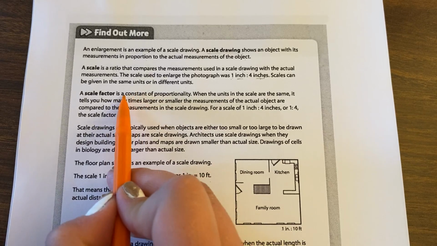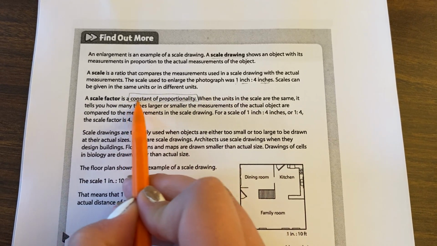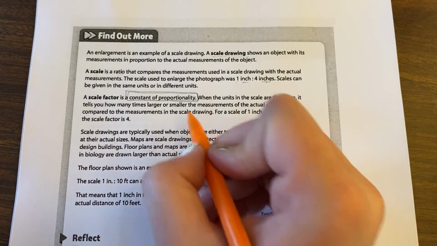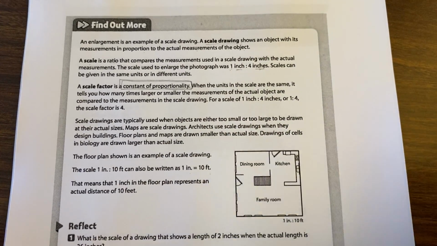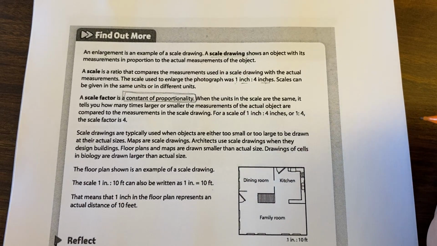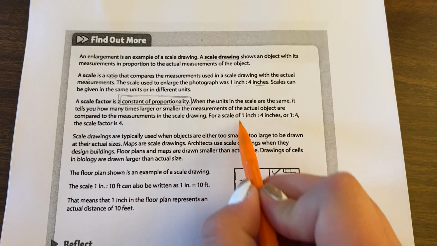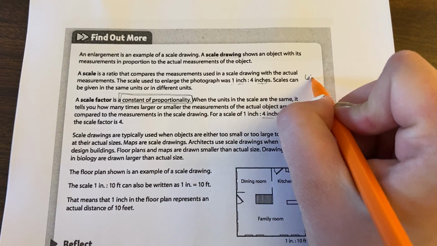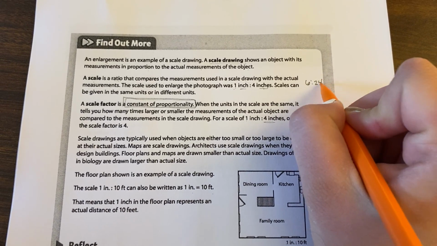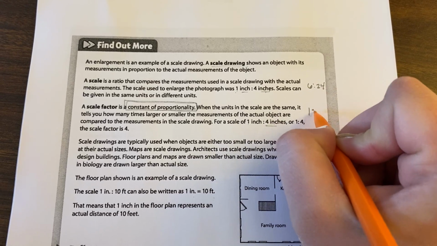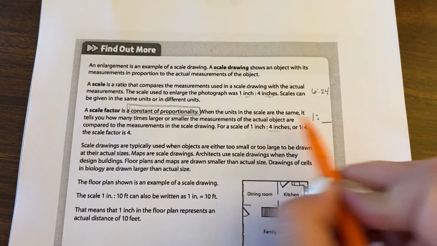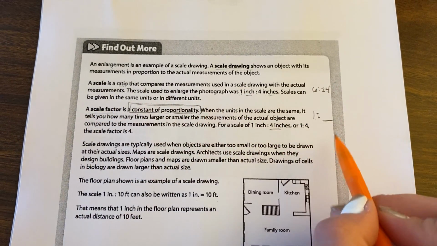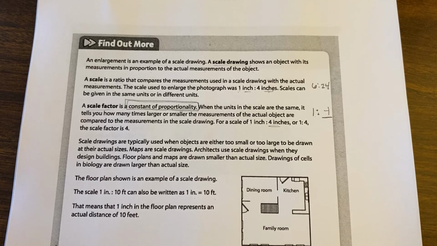A scale factor is a constant of proportionality. All that means is, first of all, we have a proportional relationship, which is why we can use a proportion or a hashtag. And the scale factor is the 1 to something. We saw before that the ratio could have been 6 to 24, but this isn't the scale factor because it's not a 1 to something. When it's 1 to something, that makes it the scale factor. So the scale could be 6 to 24, and the scale factor is 1 to 4.